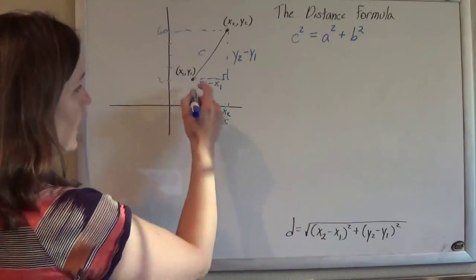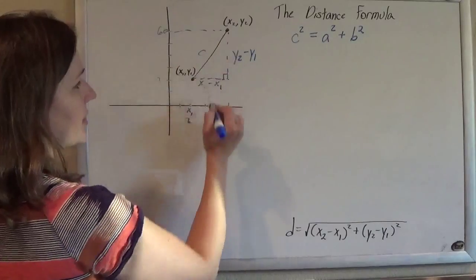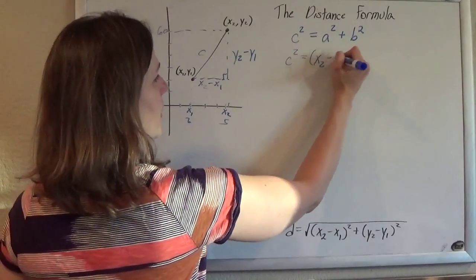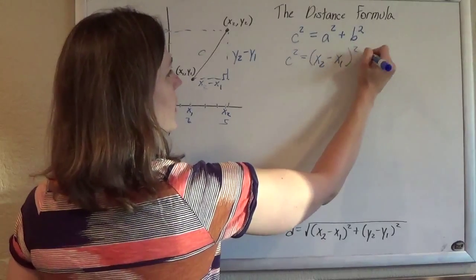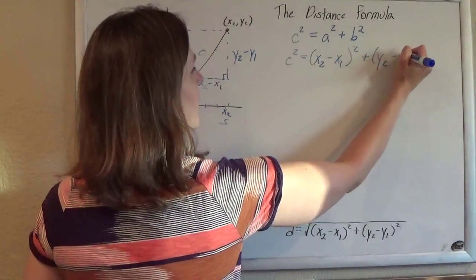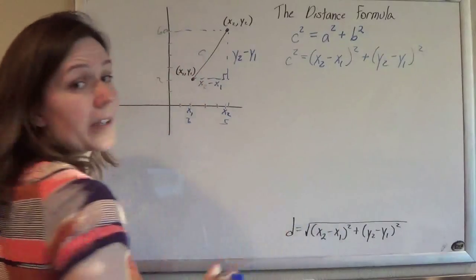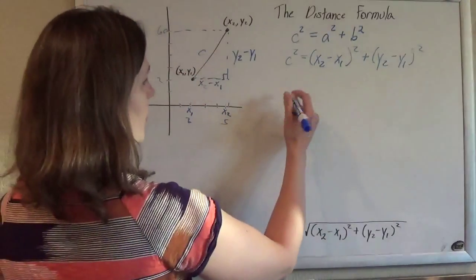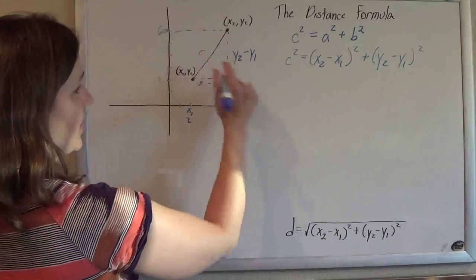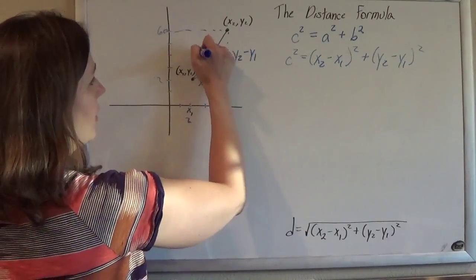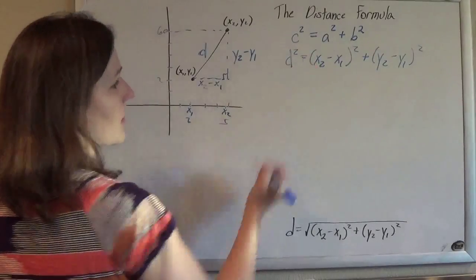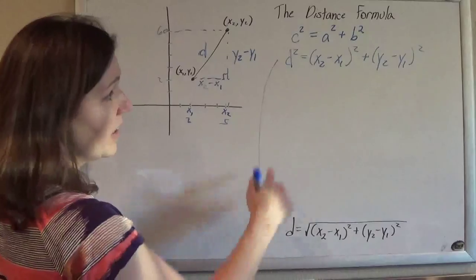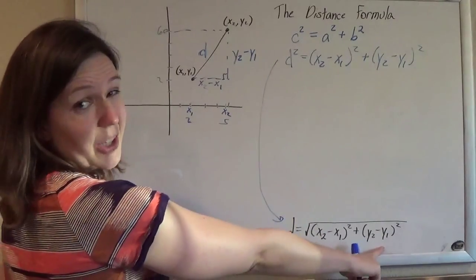So when I plug into a squared plus b squared equals c squared, I'll have c squared equals (x2 minus x1) squared plus (y2 minus y1) squared. And then just take the square root of that. Actually, instead of c, I can call this length d for my distance. I left a lot more space than I needed. Just take the square root of both sides and you're there.